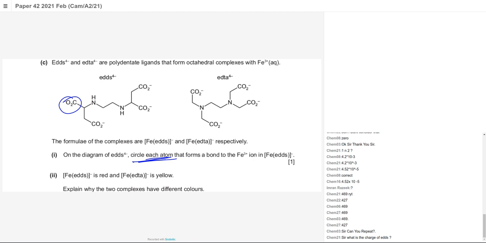What's the charge of EDDS? The charge is given as 4 minus. Circle each atom, so don't circle the groups like this. Circle this oxygen, this oxygen, this oxygen, this oxygen, this nitrogen, and this nitrogen. Like EDTA, remember? Nitrogen has lone pairs. It forms dative bonds. It's a hexadentate ligand, meaning a polydentate ligand. 6 dative bonds are formed.